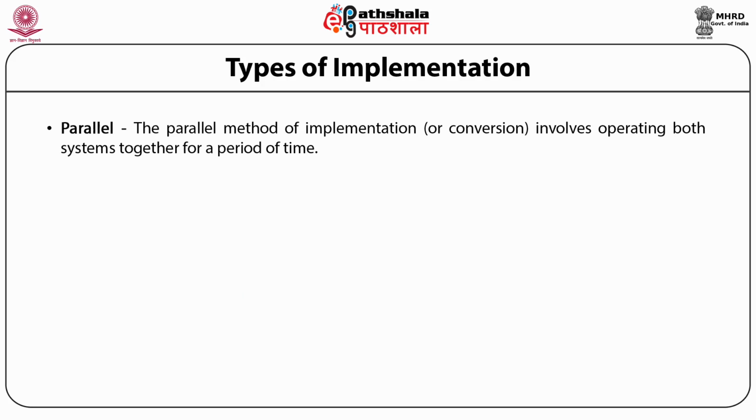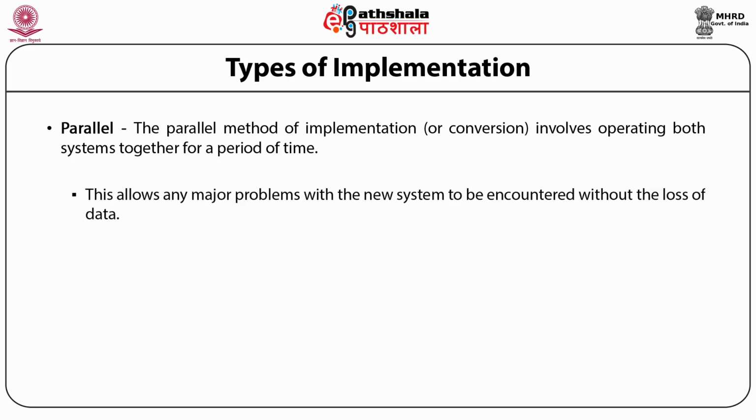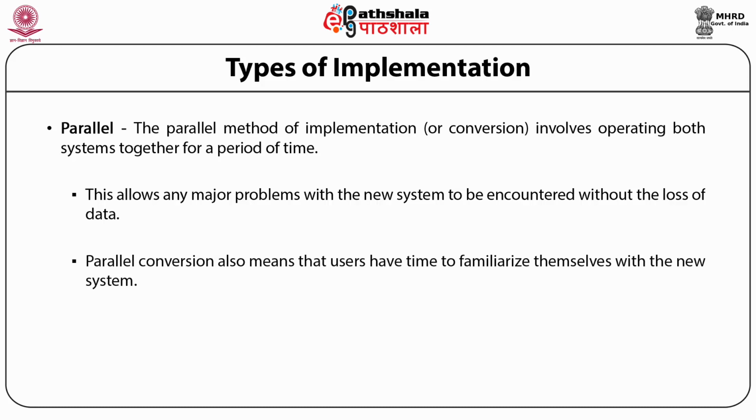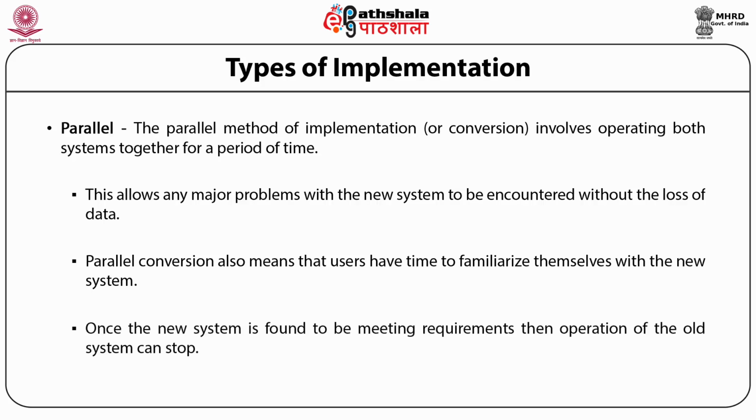The parallel conversion method. This method of implementation involves running both of the systems together for a certain period of time. It allows any major problems with the new system to be encountered without loss of data. Parallel conversion will also mean, students, that users have time to familiarize themselves with the new system. So here, the old one will remain as the operational one as a backup to the new system. Once the new system is found to be meeting requirements, then operation of the old one can eventually stop.